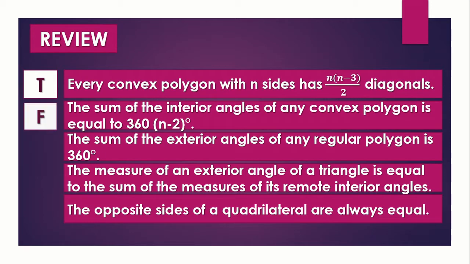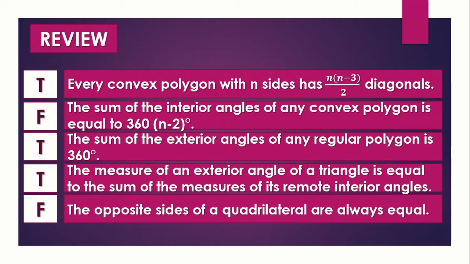The answer is F. The sum of the exterior angles of any regular polygon is 360 degrees. The answer is T. The measure of an exterior angle of a triangle is equal to the sum of the measures of its remote interior angles. The answer is T. The opposite sides of a quadrilateral are always equal. The answer is F. Did you get a perfect 5? Great work!